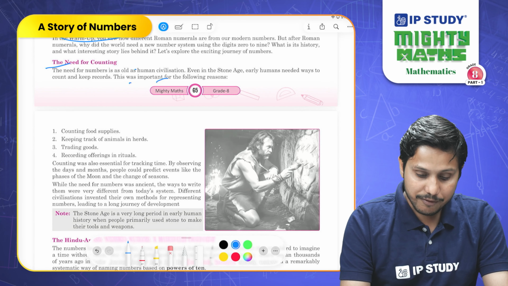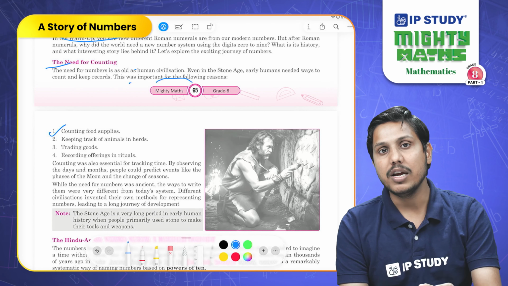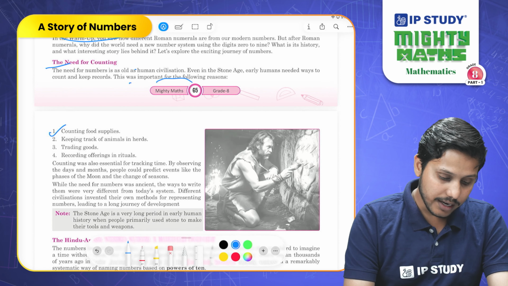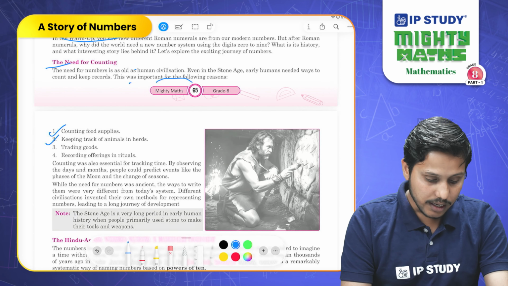This was important for the following reasons. Counting food supplies, like checking how much food there is, or for how many days the food can be used. Keeping track of animals they used to herd. Trading goods, like when they exchange goods, they need to record the things. And fourth, recording offerings in rituals, like how many times the mantras have been chanted, etc. So counting was an important part of human civilization.